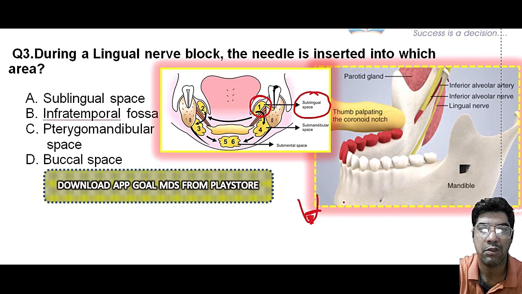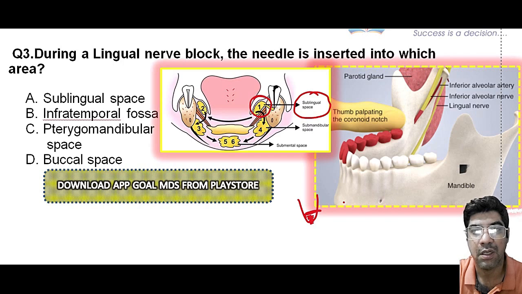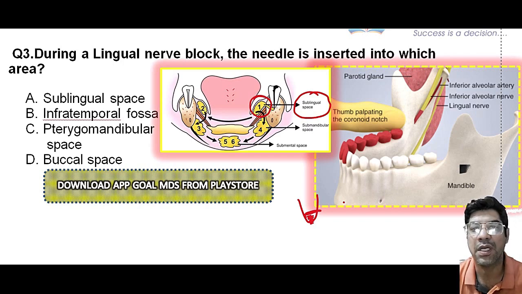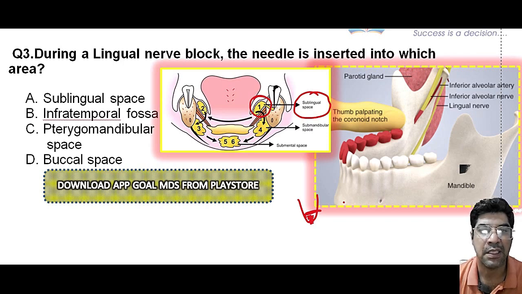So our goal is to anesthetize the lingual nerve that provides the sensory innervation to the anterior two-thirds of the tongue. To effectively block the lingual nerve, the injection needle is typically directed close to the lingual nerve pathway without directly touching it. So you have to give the injection in the sublingual space, which is located beneath the tongue and within the oral cavity.